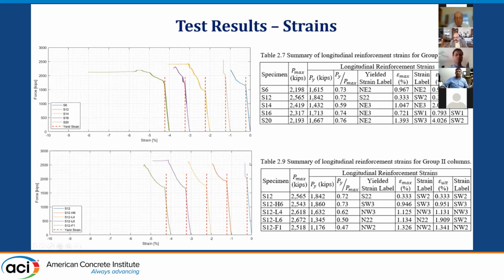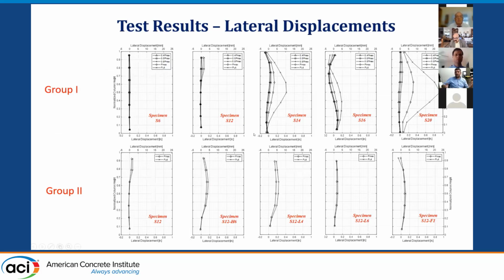So we looked at the strains as well. And we looked at the lateral displacement, and we used these lateral displacements, especially for the very slender columns, to calculate the secondary moments associated with the specific measured lateral displacement, and see how these secondary moments would compare to what you get from the moment magnification method if you were to apply or adopt the ACI procedure.